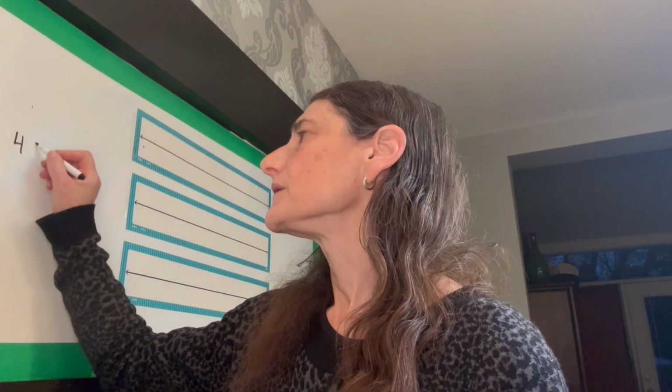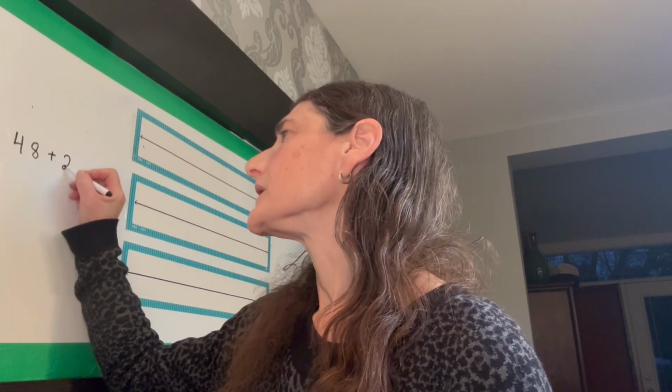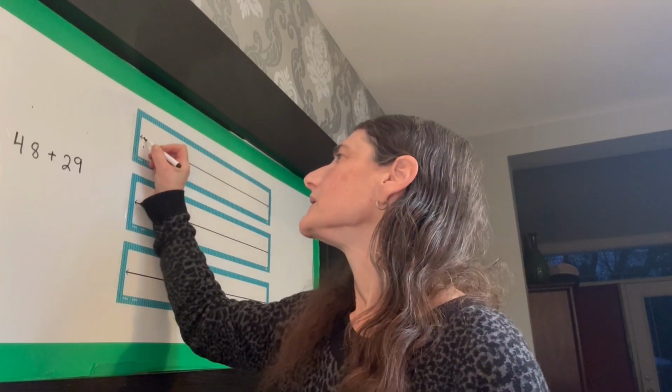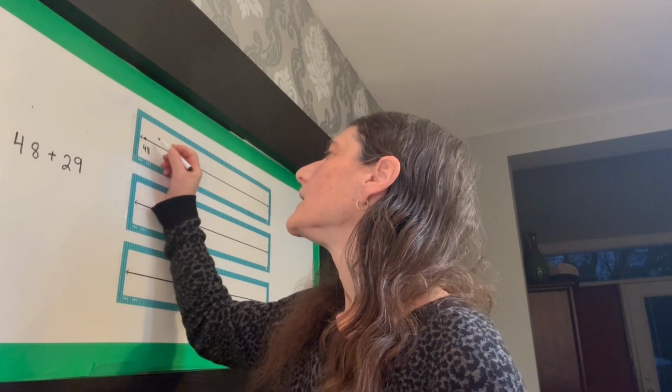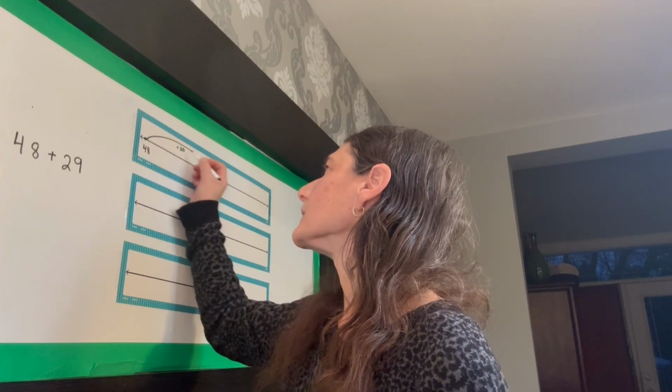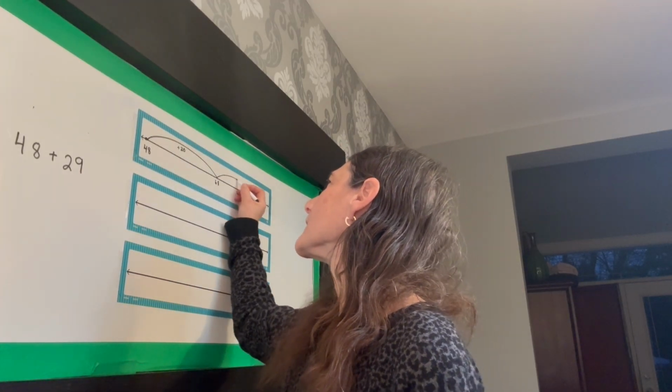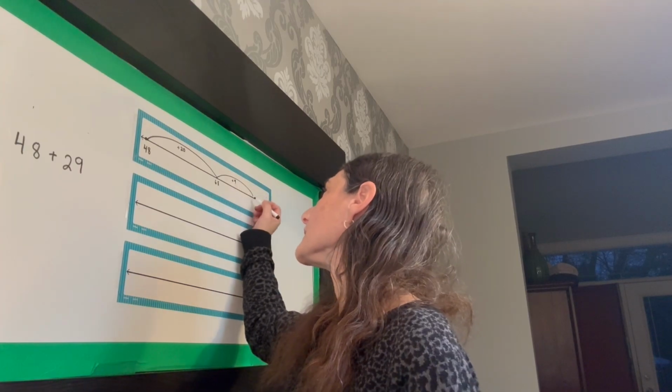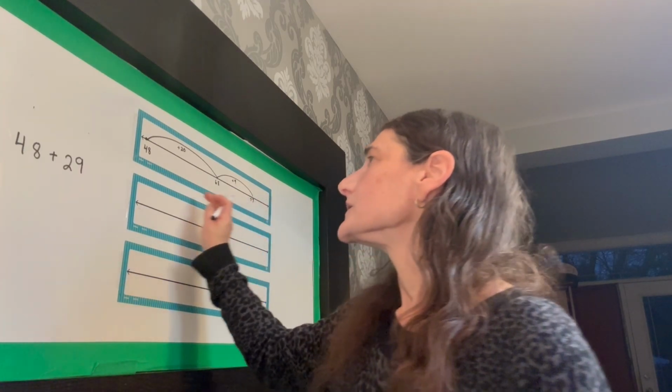Let's say we're solving 48 plus 29. We can start at the 48 and then we could go up by a friendly number, which might be 20, and that would give you 68. And then you can go up by another friendly number, which might be 9, might not be, but might be, and that would give you 77.